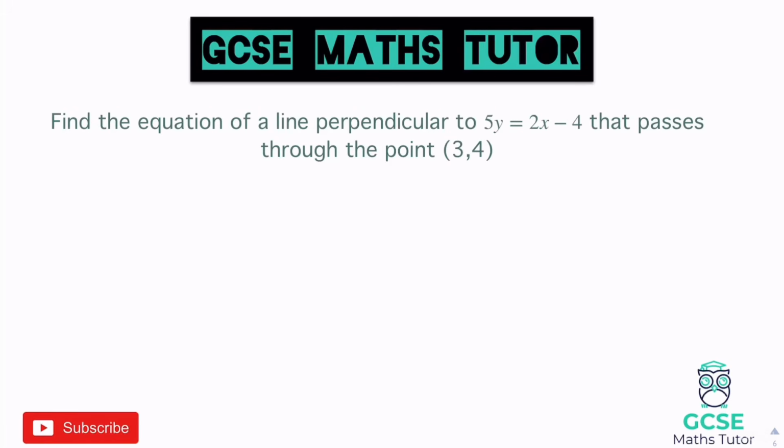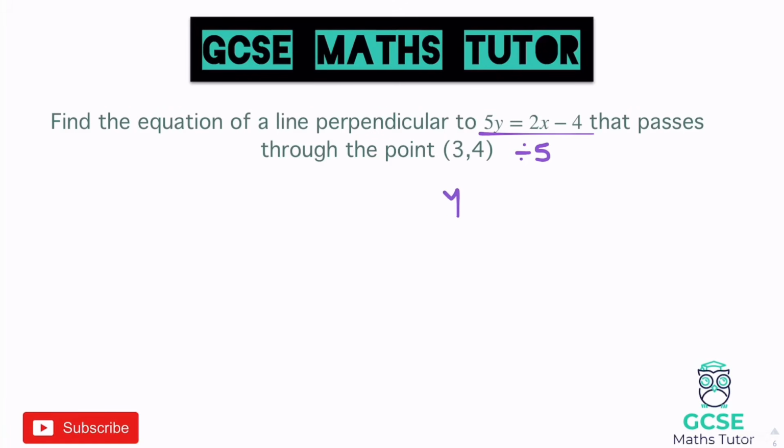Okay, so this question says find the equation of a line perpendicular to 5y equals 2x minus 4, and that passes through the point 3, 4. Okay, so here's our line equation, 5y equals 2x minus 4. So to eliminate that 5y there, just to make sure we've got a 1y, we're going to divide everything by 5. And let's see what we get when we do that.